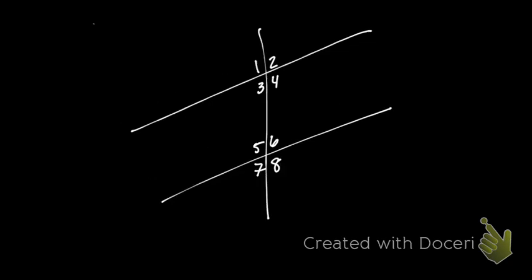Alright, so then if I were to ask you what's the relationship between angle 1 and angle 4, hopefully you would say those are vertical angles, right? Or if I asked you angle 1 and angle 8, hopefully you would say those are alternate exterior angles, right? So I'm going to say vertical angles, alternate exterior angles.